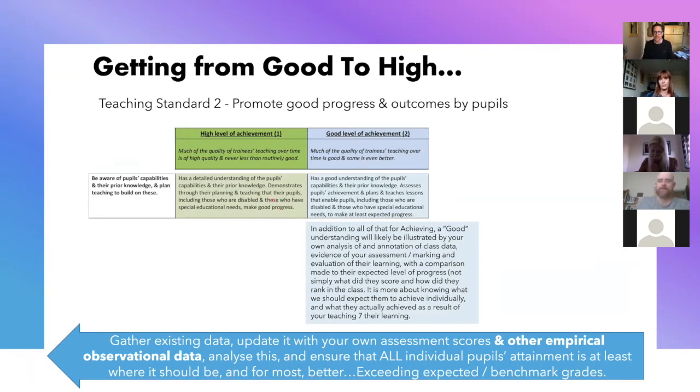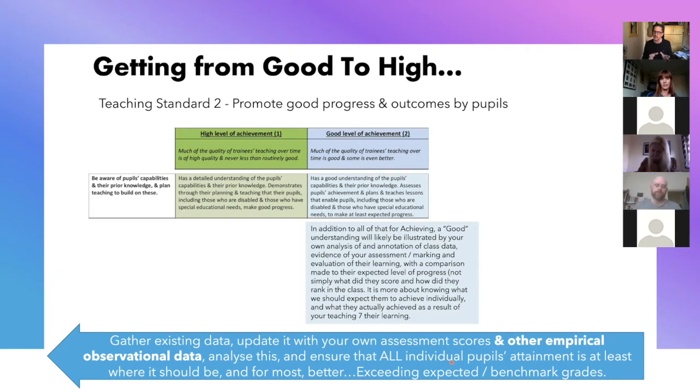Now, it doesn't say all the time, but it does imply much of it happens. It says much of the teaching over time is of high quality and never less than routinely good. So the suggestion is that it doesn't need to happen for every single pupil in every single lesson that you teach, but overall, most pupils should be in this category. All of them should be at least on target, and for most or many of those pupils, we should be seeing them exceeding their expected or benchmark grades.